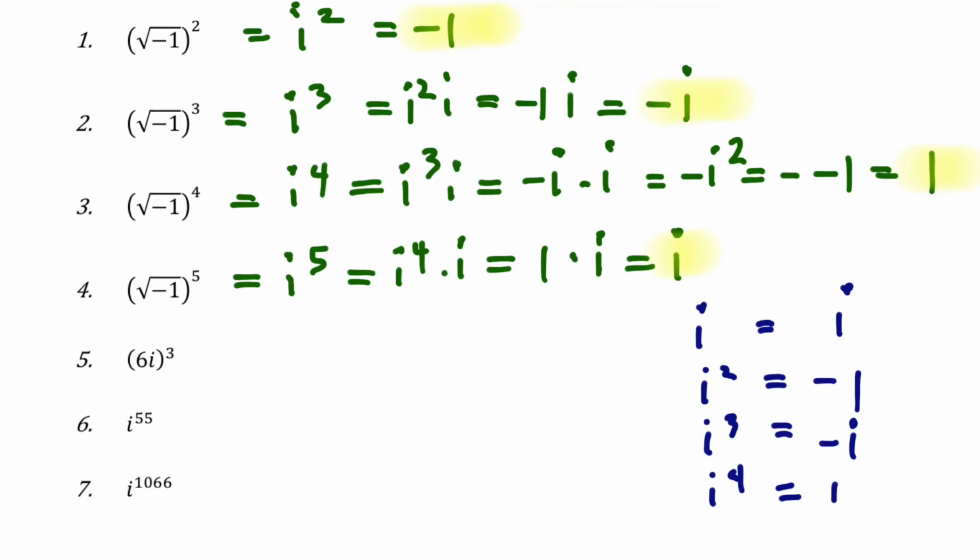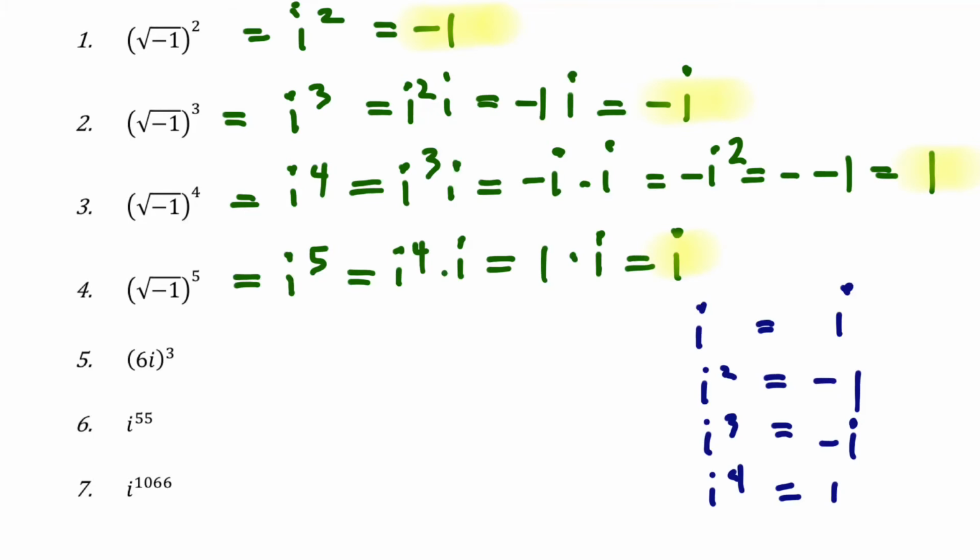So 5, 6, 7, 8 would be the same as i to the 1st, i to the 2nd, i to the 3rd, i to the 4th, and then 9, 10, 11, 12, you're going to repeat the same pattern, and so forth. So you only got 4 possibilities for values for powers of i.